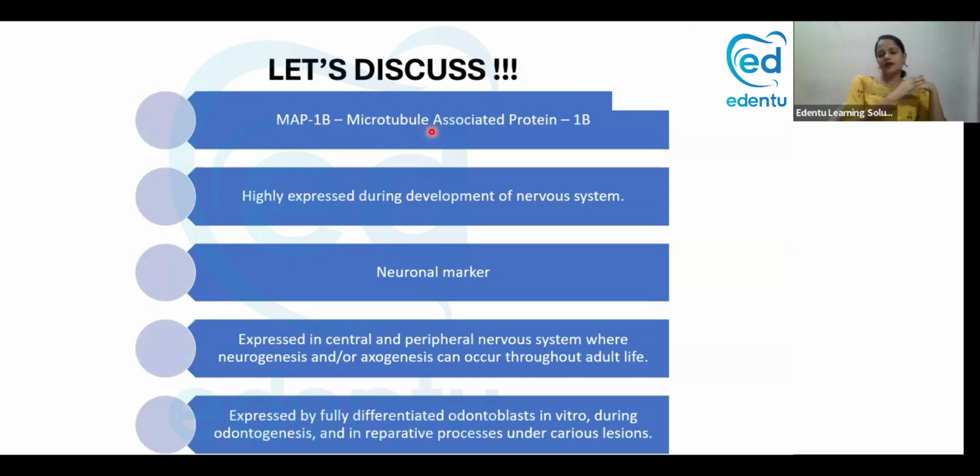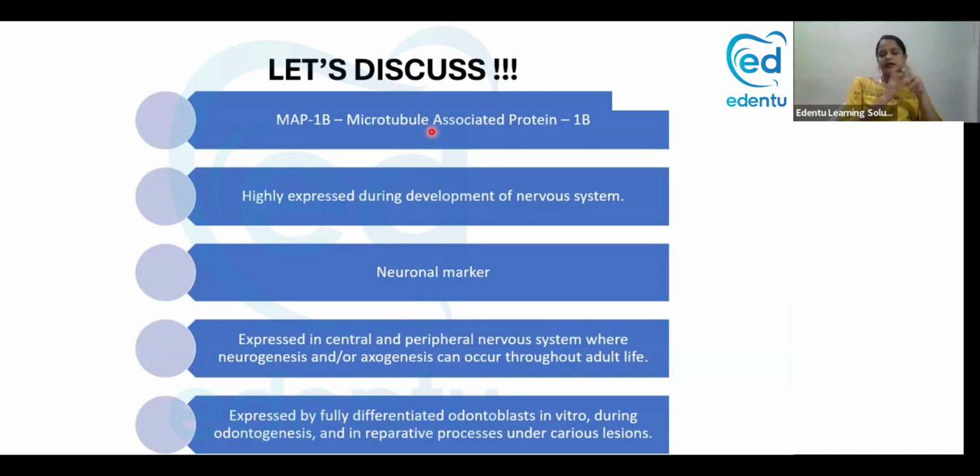But when they checked for this type of gene in odontoblasts taken from a tooth, they were amazed to find that this gene was present also in the odontoblasts in the teeth. It may be because of neural crest migration. That's why some of the neuronal markers will be present in the odontoblast. It is also present in the odontoblast during odontogenesis, during the dentinogenesis process, where this marker was particularly expressed.